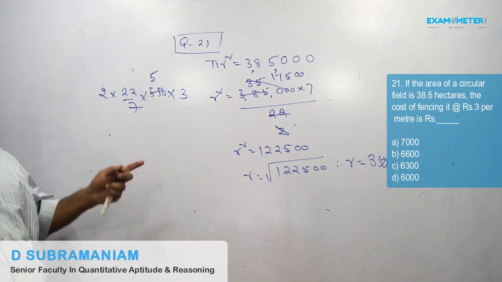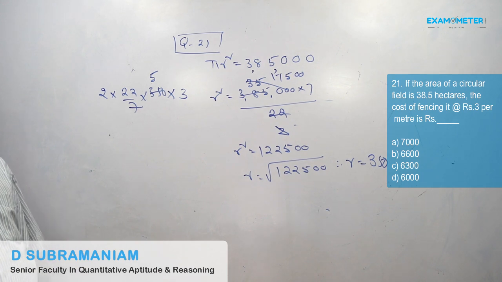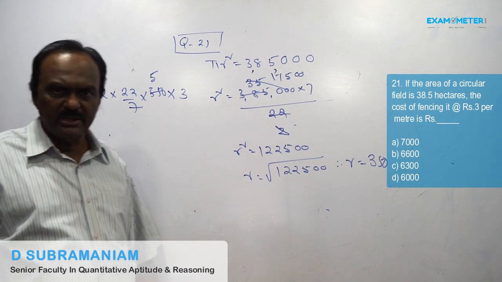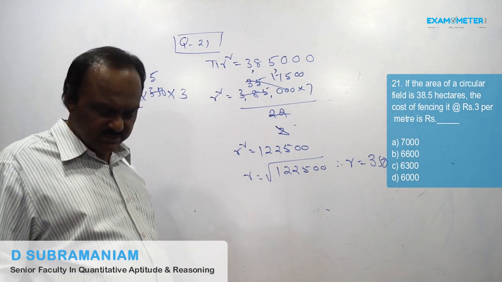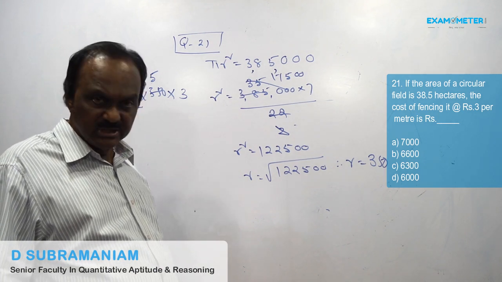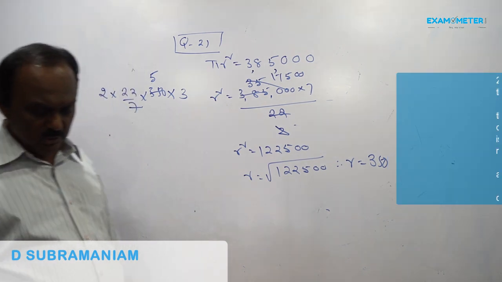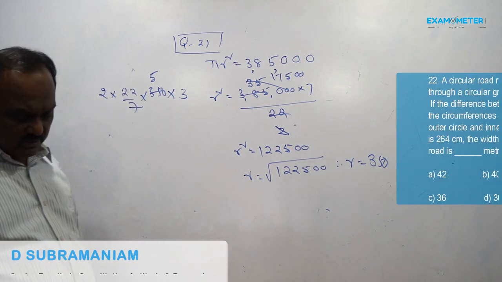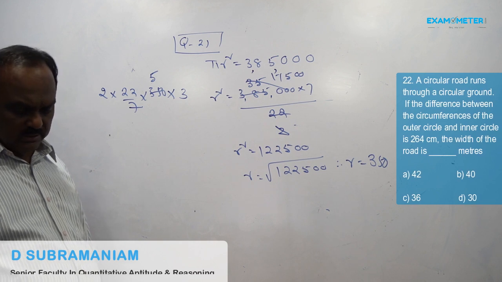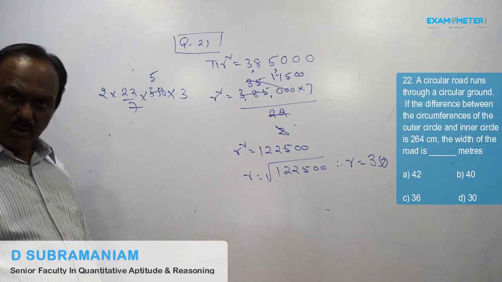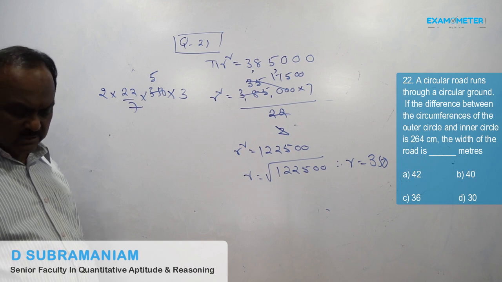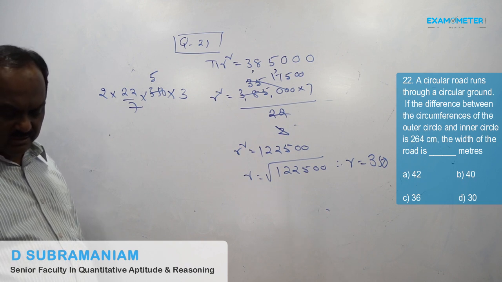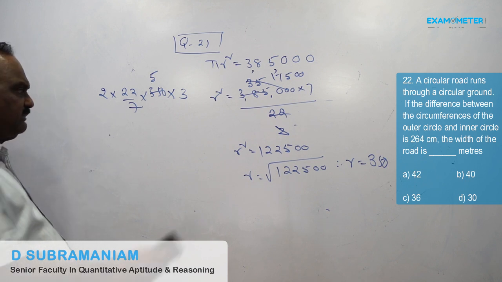If you multiply this thing, you will get 6,600. So the answer is 6,600. That is multiple choice B. Question number 22. A circular road runs through a circular ground. If the difference between the circumferences of the outer circle and inner circle is 264 centimeter, the width of the road is how many meters?